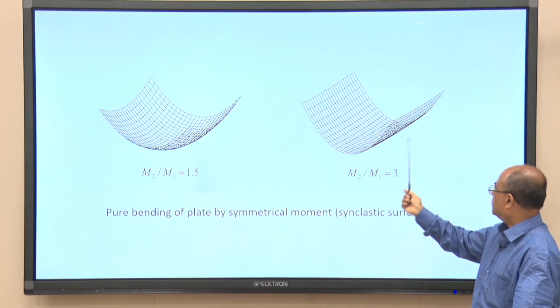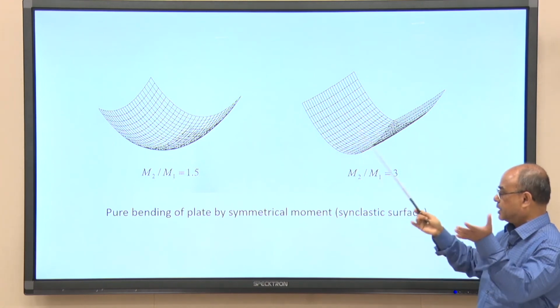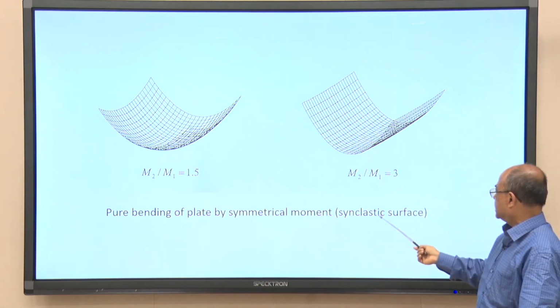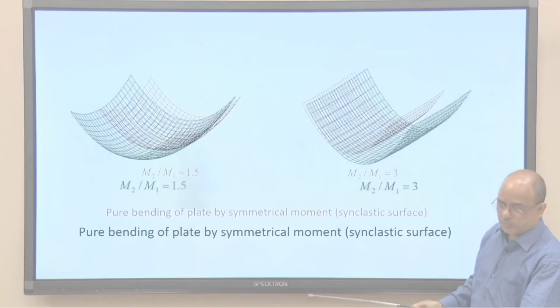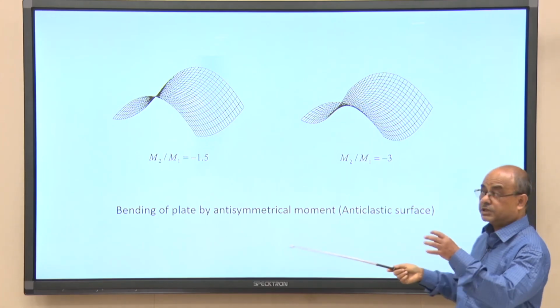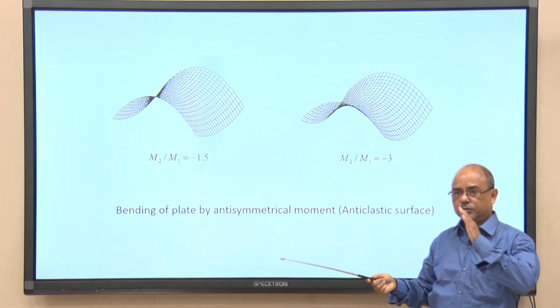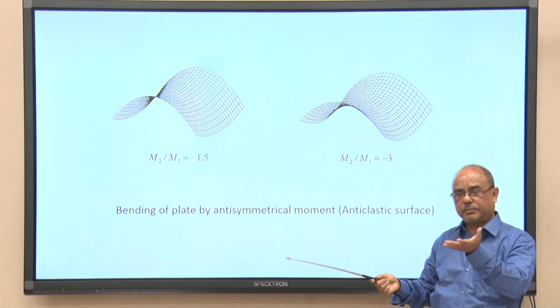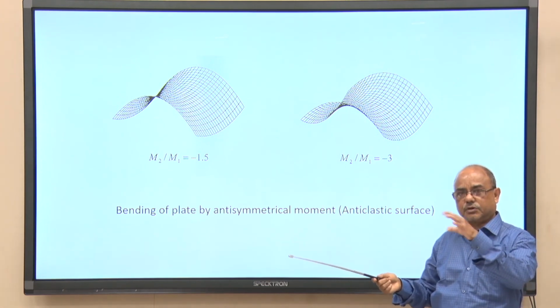So, in symmetrical bending you are finding curvature in one direction. Okay. So, it is a synclastic surface. Now, when there is an antisymmetric moment, then you will find the reverse curvature. So, reverse curvature is seen when the moments are not symmetrical. I should not say equal, magnitudes may be whatever, but this is not symmetrical.